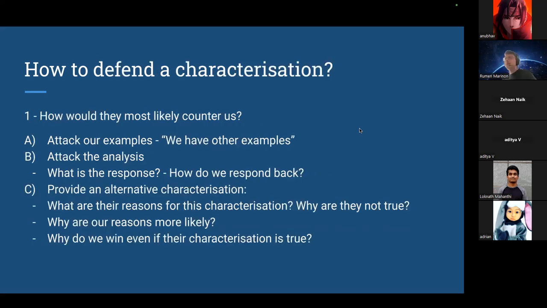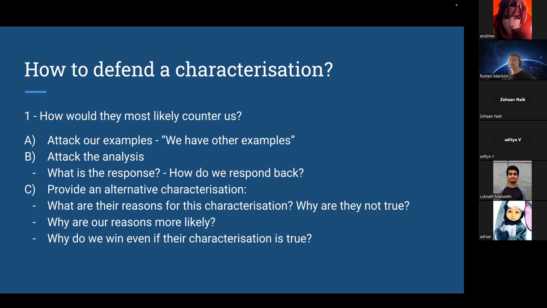So how do you defend your characterization? Obviously, they will attack it. If a team straight up agrees with your characterization, unless it's impossible for them to respond to it, they're obviously going to attack it, or they're complete novices and don't know what they're doing. So how can they attack your characterization?